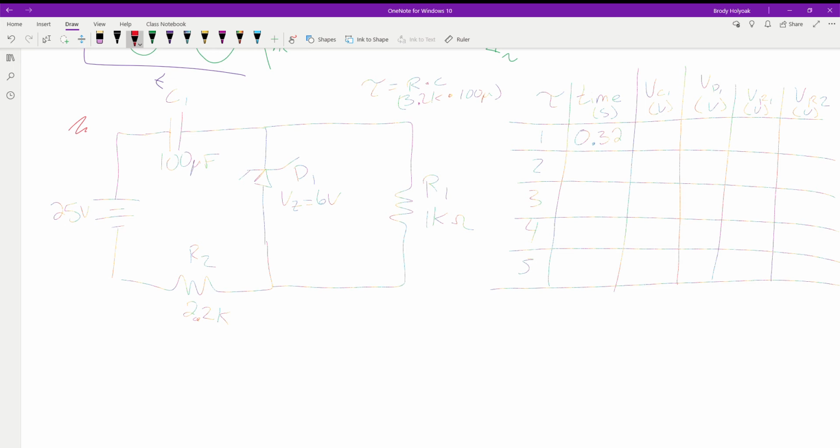How much time elapsed after 2 tau? How much time elapses after 3 tau? Again, we're just taking tau and multiplying it by the stage we're in. 4 tau? And 5 tau, fully charged.